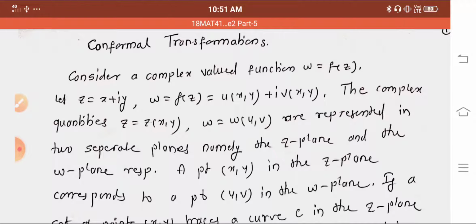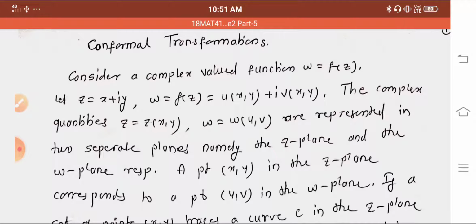So consider a complex valued function w equal to f(z), where z equal to x plus iy. Therefore w equal to f(z) equal to u of x comma y plus i into v of x comma y. We write f(z) in this form. So the complex quantities z equal to z of x comma y and w equal to w of u comma v are represented in two separate planes, namely the z plane and the w plane respectively.